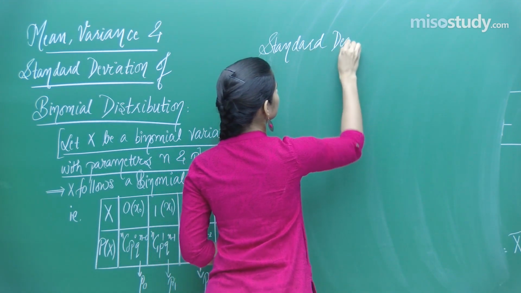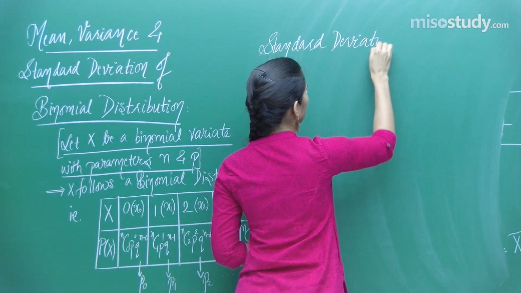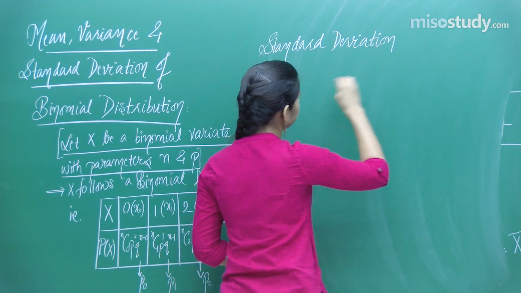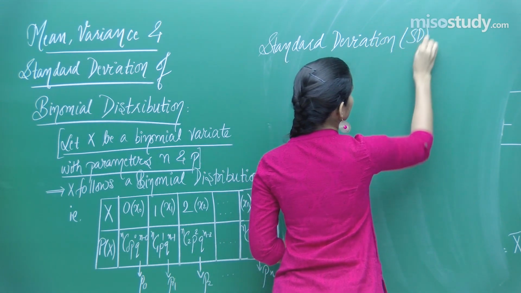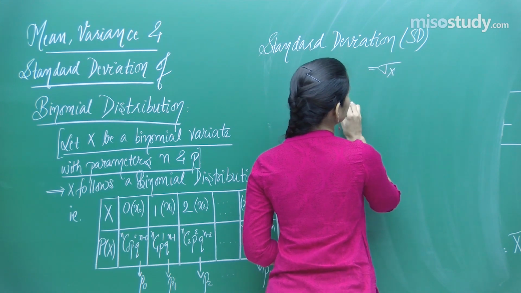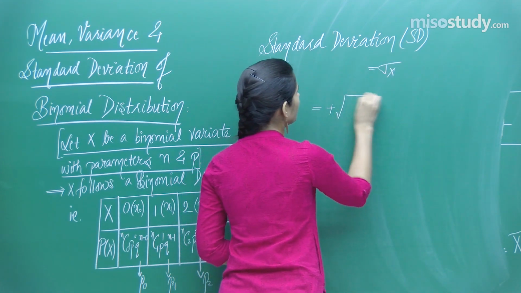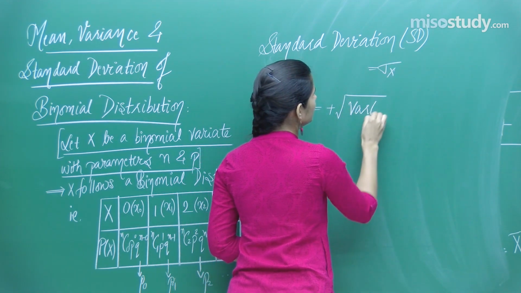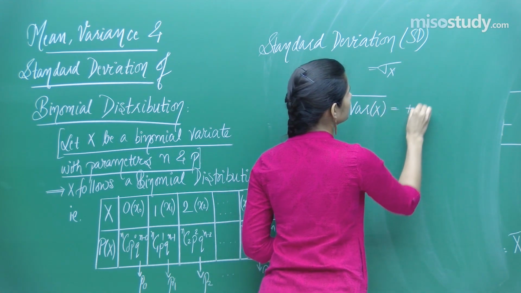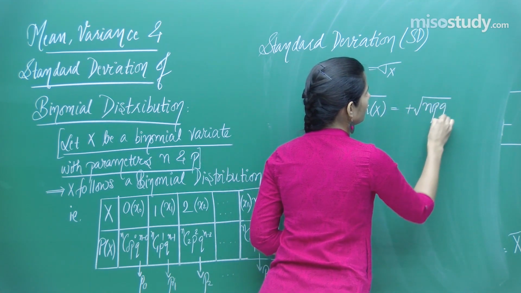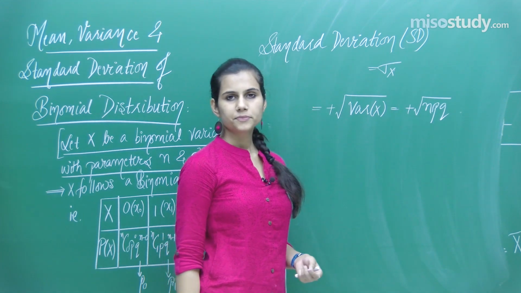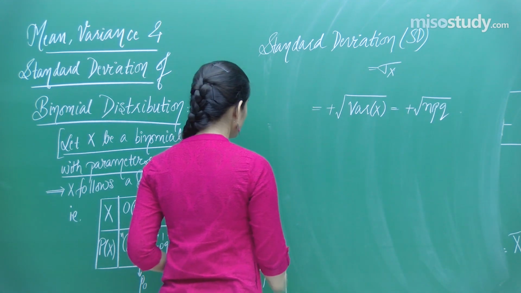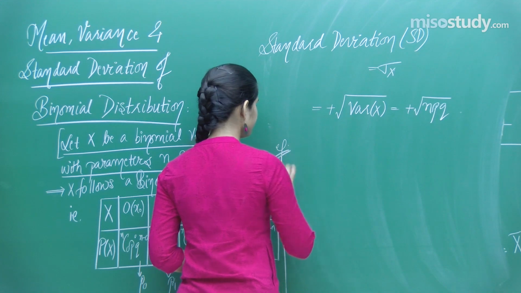Standard deviation, denoted by SD or sigma x, is nothing but the positive square root of the variance of x, which is the positive square root of npq. Clear? Let's deal with the question.